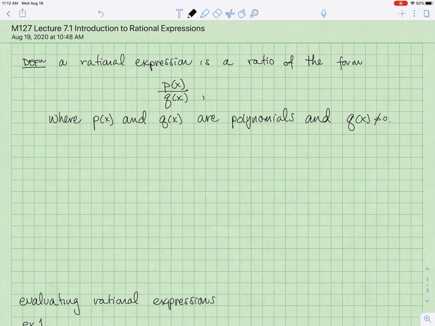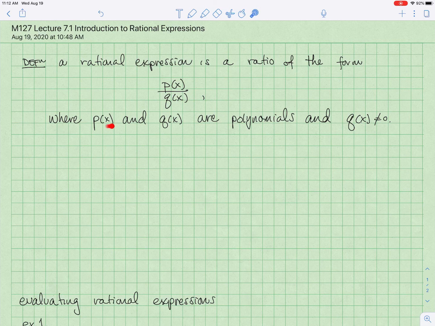This is the video for the Introduction to Rational Expressions and the beginning of Chapter 7, Section 7.1. We're going to start off with the definition of what a rational expression is. A rational expression is a ratio, or fraction, of the form p of x over q of x, where p of x is called the numerator and q of x is called the denominator, just like in a regular fraction.